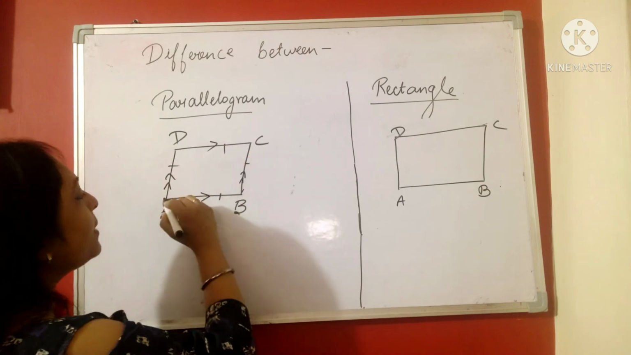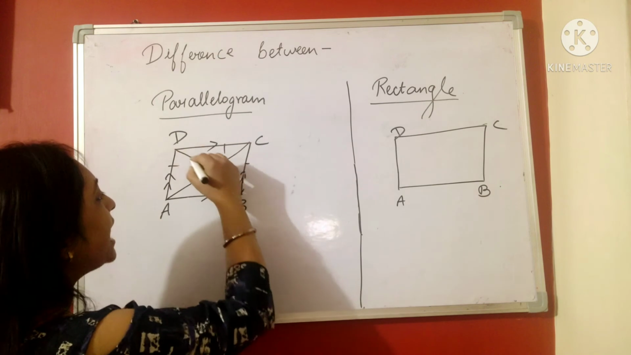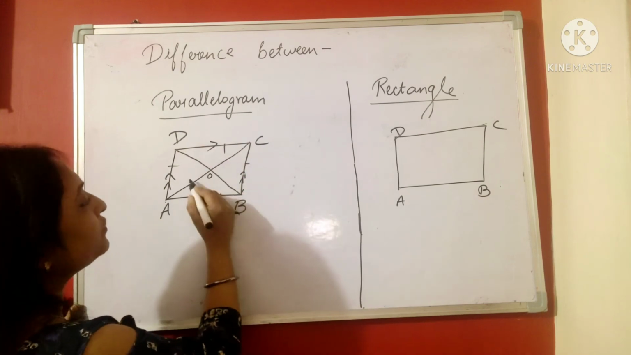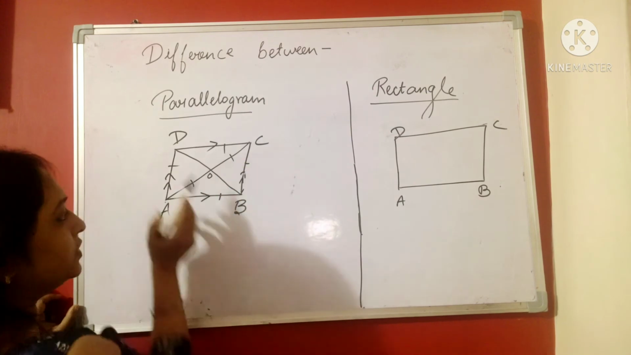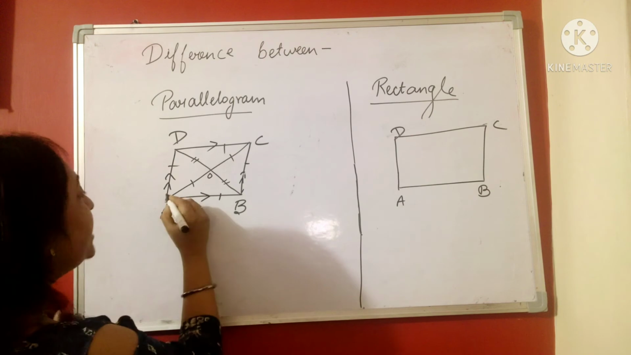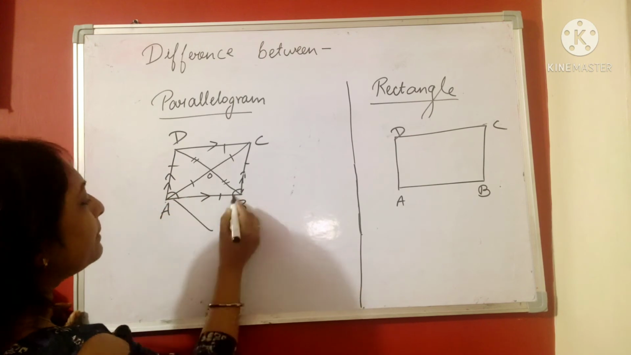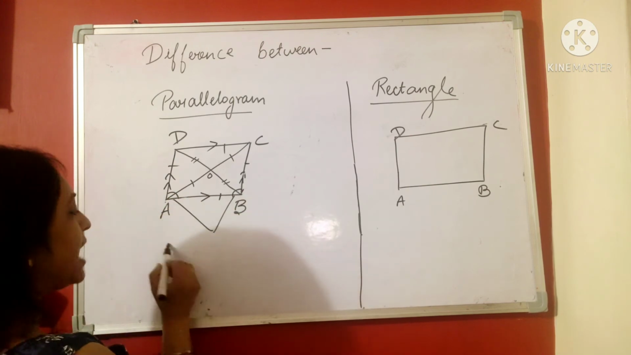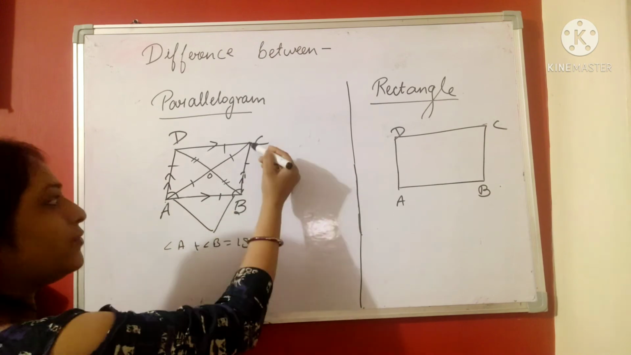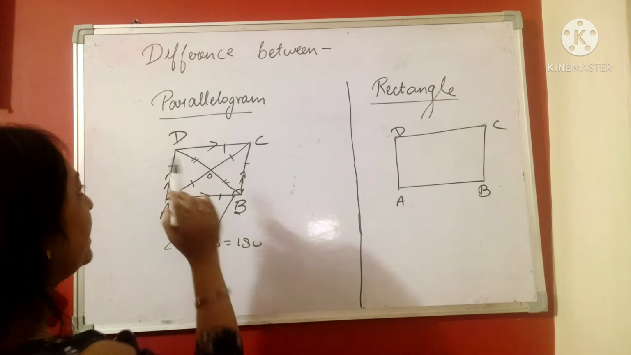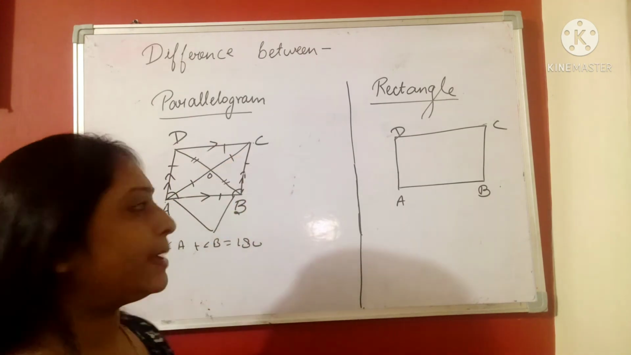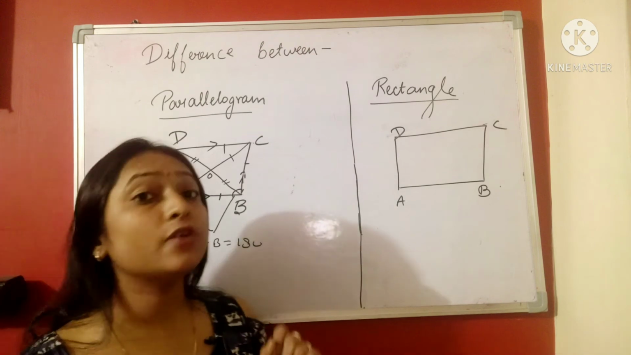Right. Now if we talk about the diagonals, the diagonals bisect each other. That means the length of this AO is equal to OC and DO is equal to OB. Adjacent angles will be supplementary. That means angle A plus angle B will be 180 degrees. Same way C and B will be supplementary. Same way D and C will be supplementary. D and A will be supplementary. So these are the properties of parallelogram.